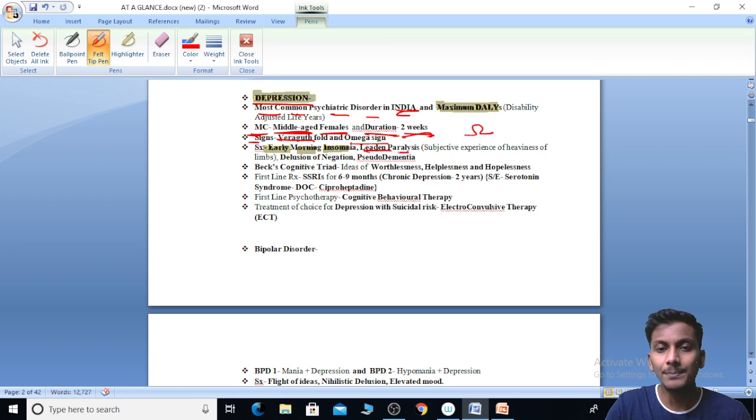Second, there would be leaden paralysis. What do we mean by leaden paralysis? There is a subjective experience of heaviness of the limbs. The patient feels that his limbs are very heavy and he cannot lift them. So that is leaden paralysis, the subjective experience of heaviness of the limbs.